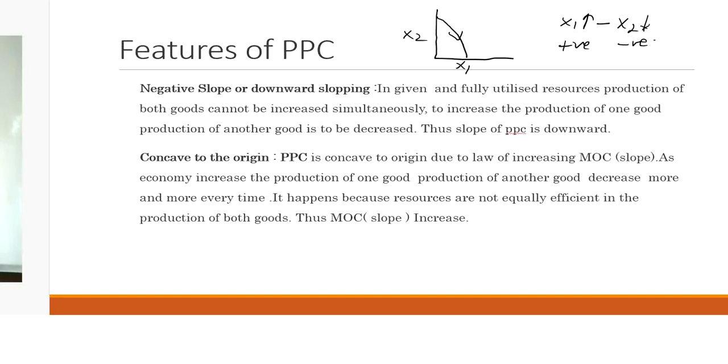Second feature, it is concave to the origin. Concave means it is bulging outside from the origin. It has a concave shape like that. This shape is known as a straight line. This shape is known as convex. That is your convex curve. It is your concave. It is your straight line.